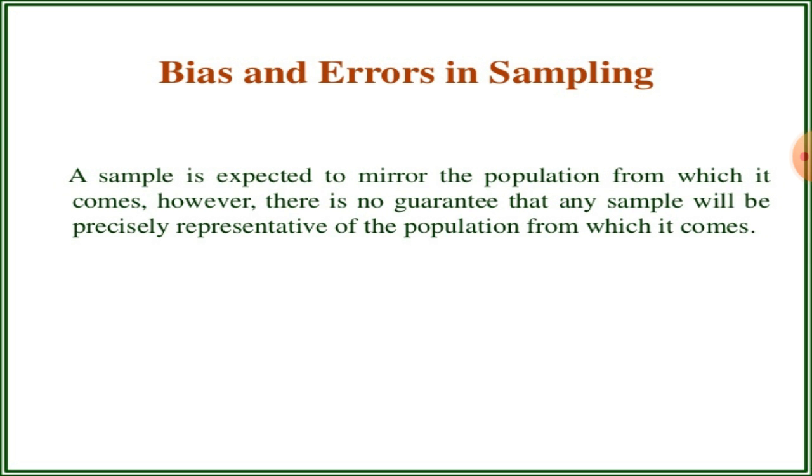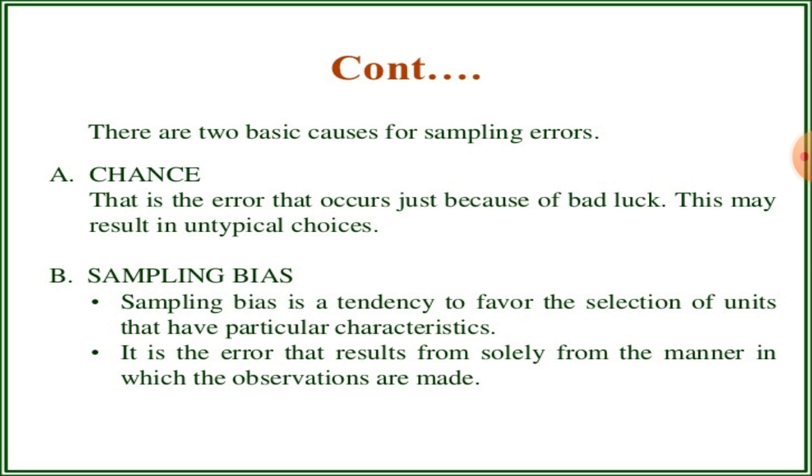Then, bias and errors in sampling. A sample is expected to mirror the population from which it comes. However, there is no guarantee that any sample will be precisely representative of the population from which it comes. There are two basic causes for sampling errors. First is chance and second is sampling bias.